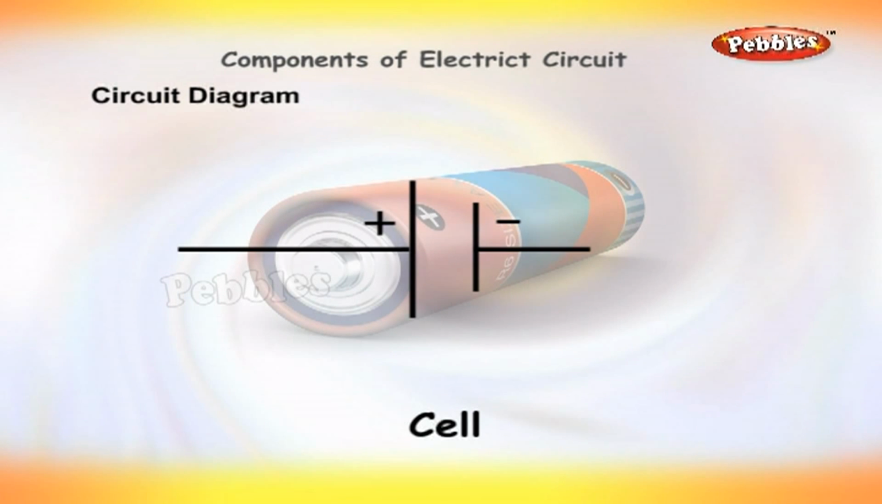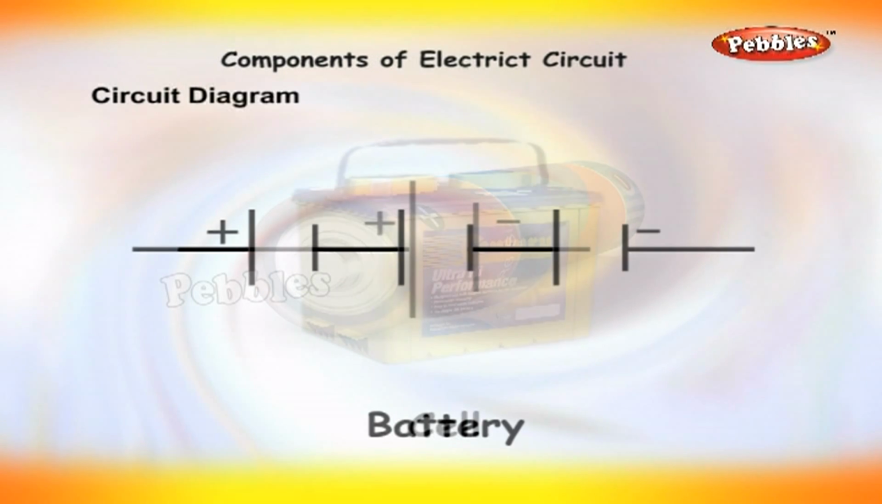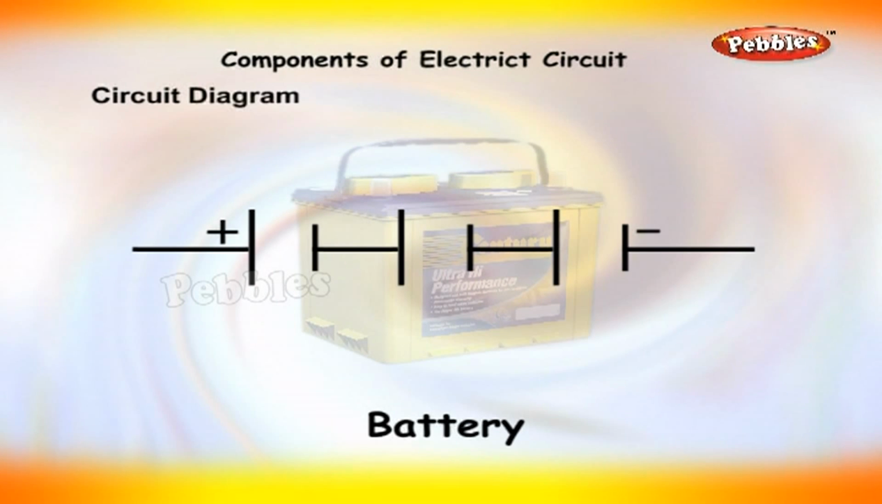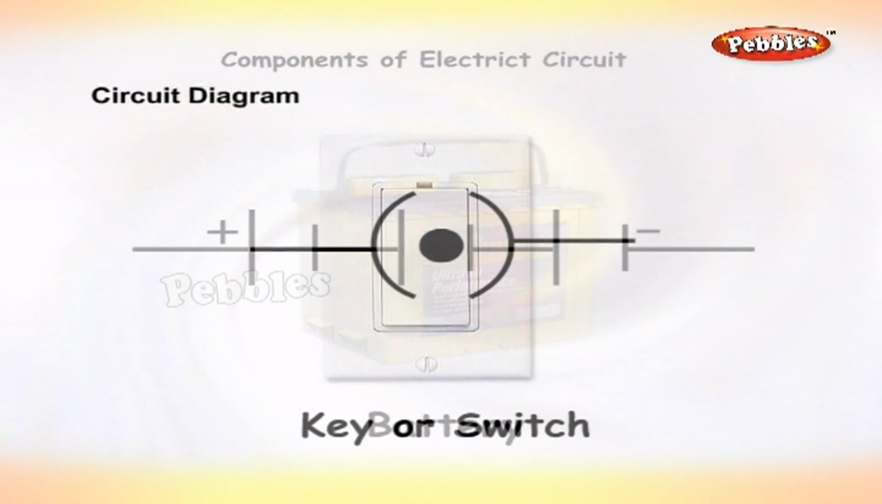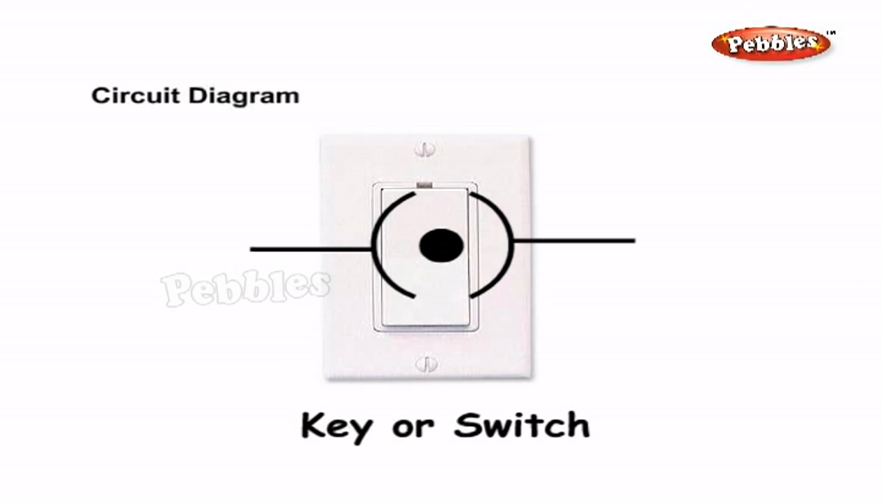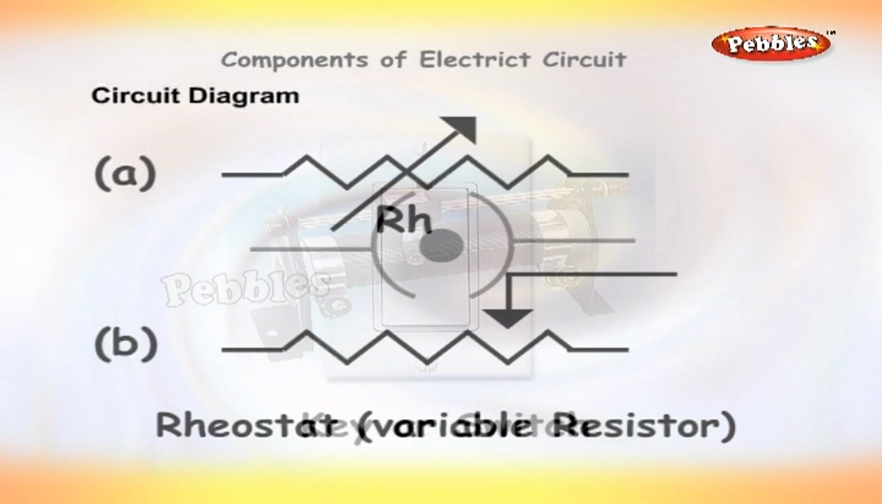Components of an electric circuit: cell, source of current, longer line for the positive and shorter line for the negative terminal. Battery, source of current. A group of cells is called a battery. Key or switch, to turn the current on and off. Closing the key starts the current in the circuit.